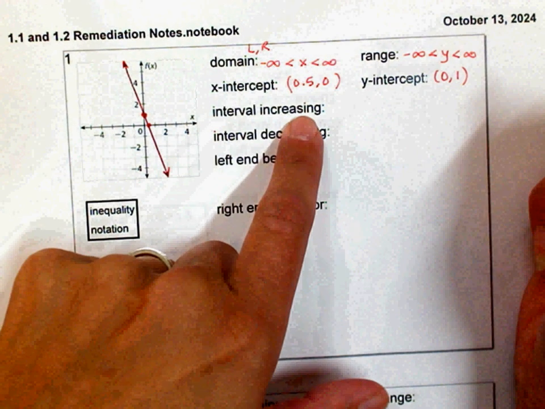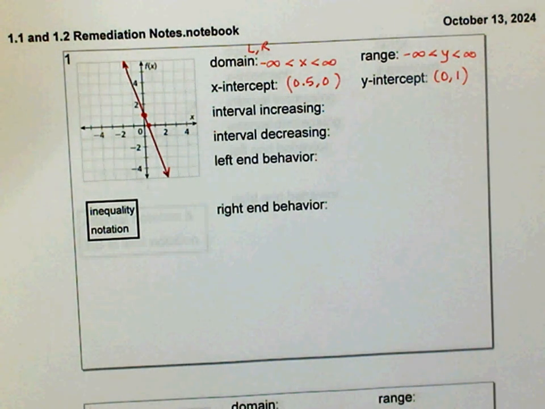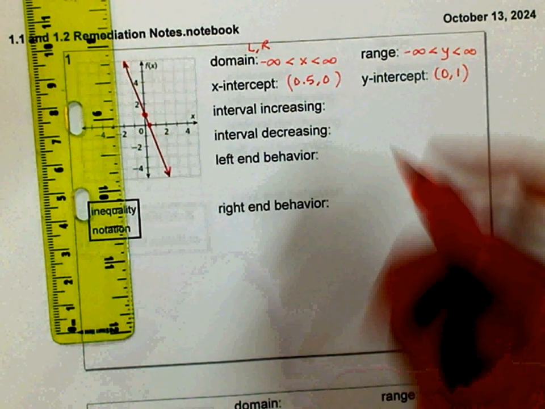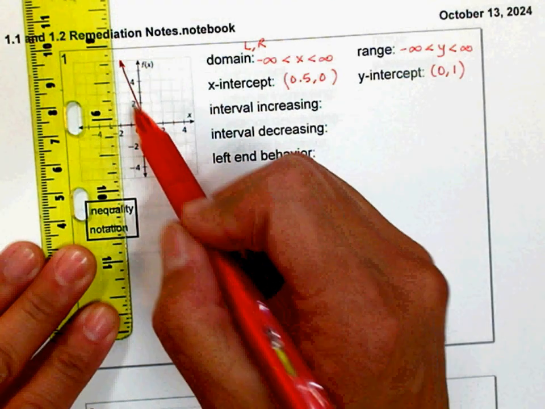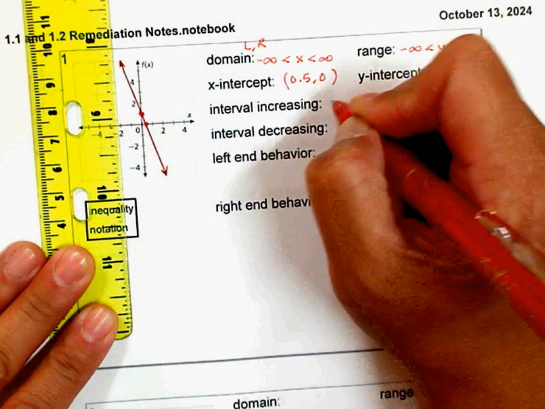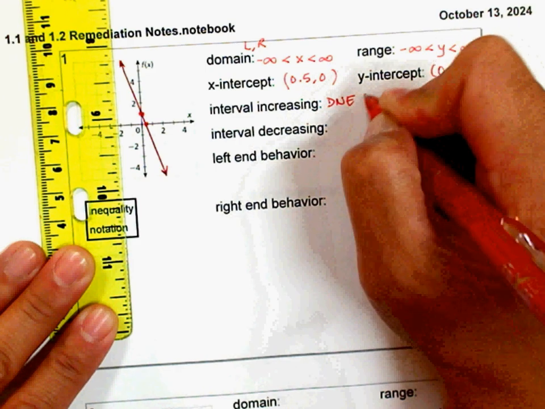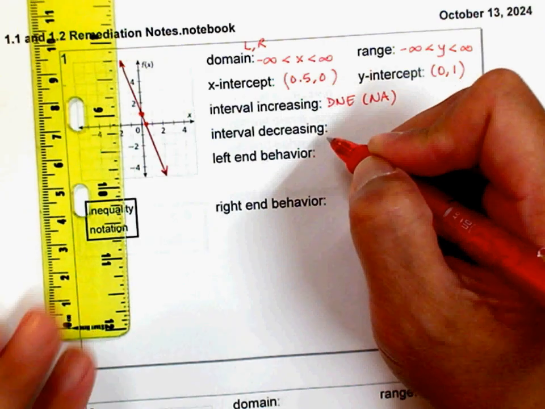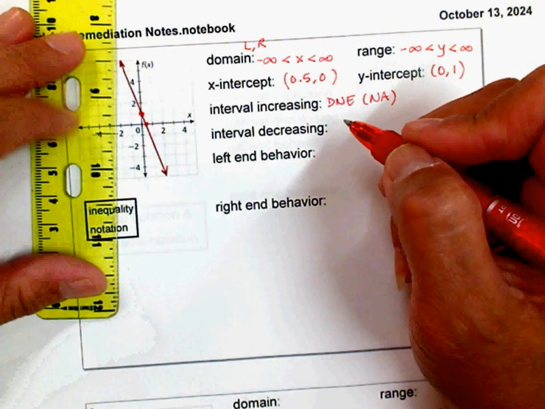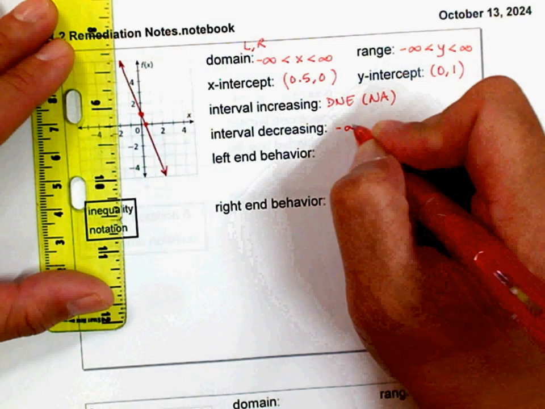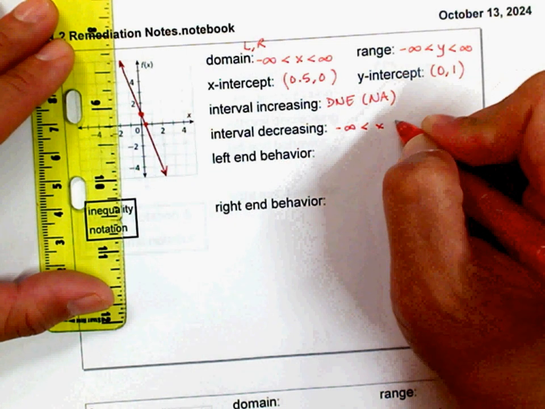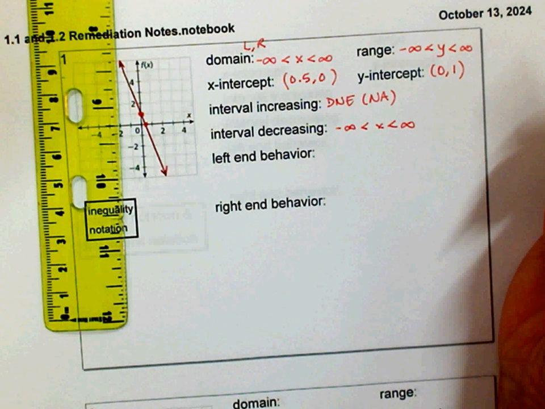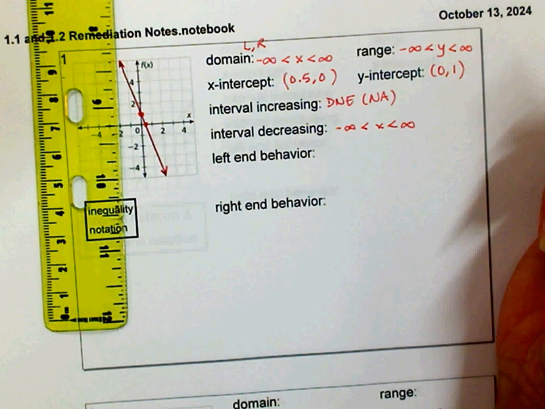Interval increasing. Where is it on this graph that is increasing? Well, it's increasing never. It does not exist. Look from the left. See how your graph is never going up? It is always going down. And you can write does not exist, or you can write not applicable. Either way. Interval decreasing is, hey, I am decreasing from negative infinity, okay? And it's always your x value, always to positive infinity. I actually don't like to write it like that. I would prefer you don't write it like that. Think of it like a number line, okay?